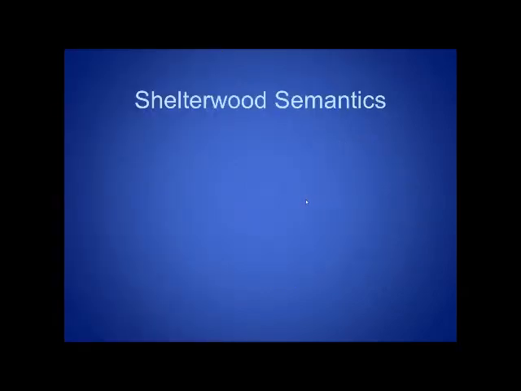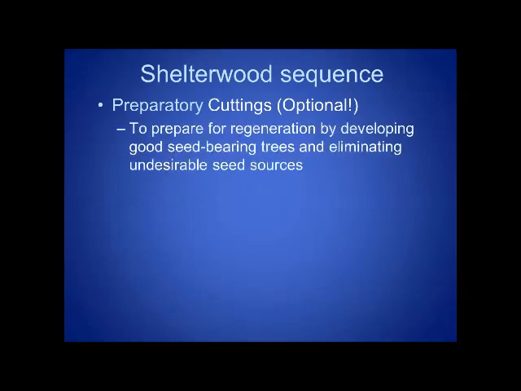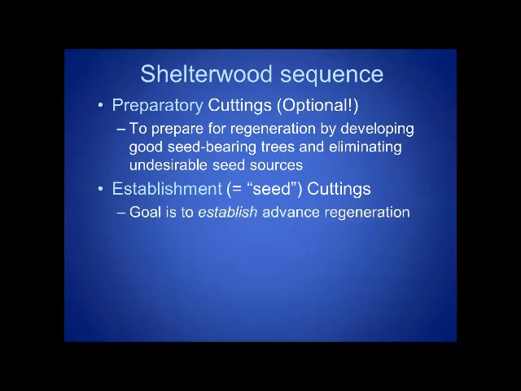Shelterwood basically relies on advanced regeneration which is established in partial shade before the overstory is removed. That's the defining feature. Conventionally, all the cuttings occur near the end of the rotation in an even-age or maybe two-age system. This gets relaxed for the irregular variant. We have preparatory cuttings. These are optional and rarely seen, actually. The key step in many cases is the establishment cutting, used to be called the seed cutting. This is where the regeneration is actually recruited and becomes established if things go well.